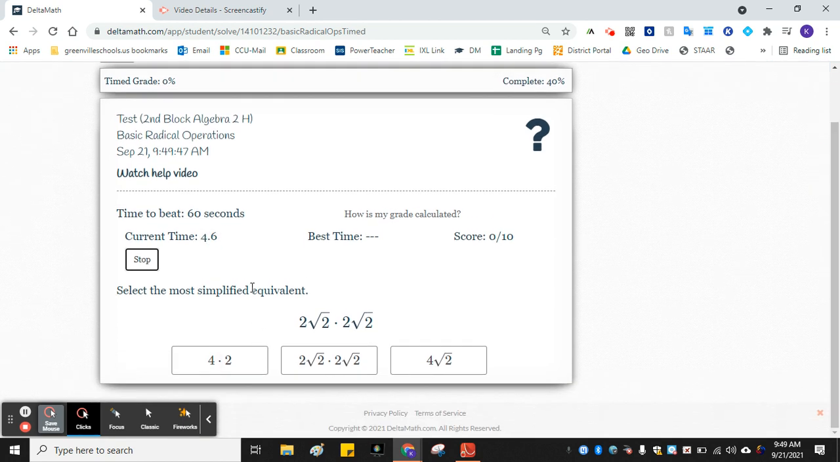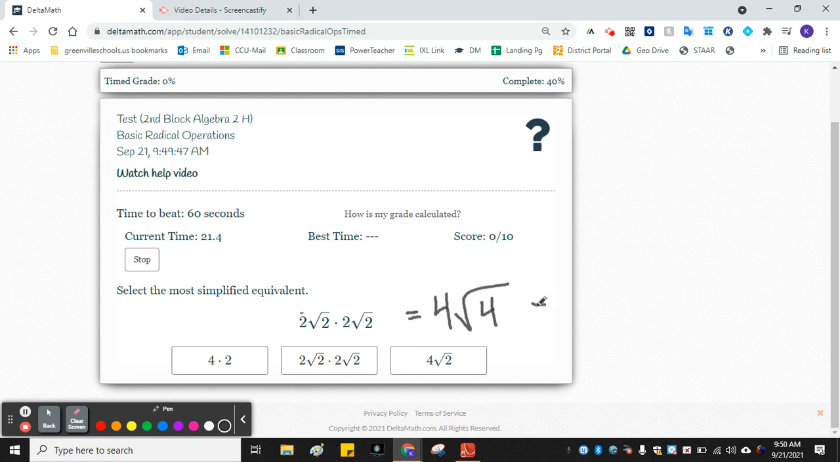So these have multiplication and addition and subtraction. We just have to get 10 of them in 60 seconds, and I'm running out of time, so let's see how quickly we can do these. When you're multiplying, you multiply the coefficients on the outside, so 2 times 2 is 4, and the coefficients on the inside, which is 2 times 2, which is 4. We know the square root of 4, so that's 4 times 2. So 4 times 2 is your answer, 1.